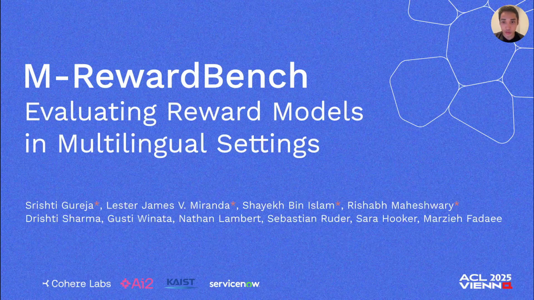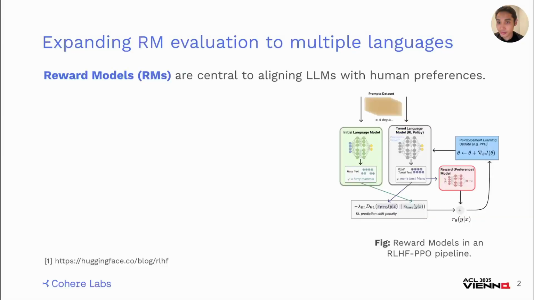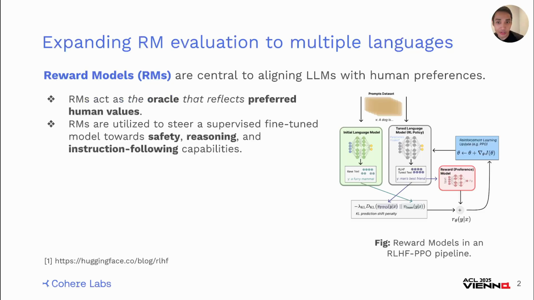But first, I want to talk about reward models. So, reward models are central to aligning LLMs with human objectives and values. It is often part of the RLHF pipeline, where we train a separate reward model and use that as a reward signal for fine tuning another model using RL techniques like PPO. And so, RMs actually act as the oracle that reflects preferred human values. We then utilize these RMs to steer models toward safety, reasoning, and instruction following capabilities.